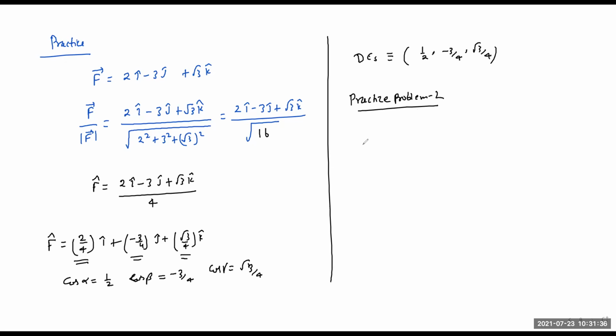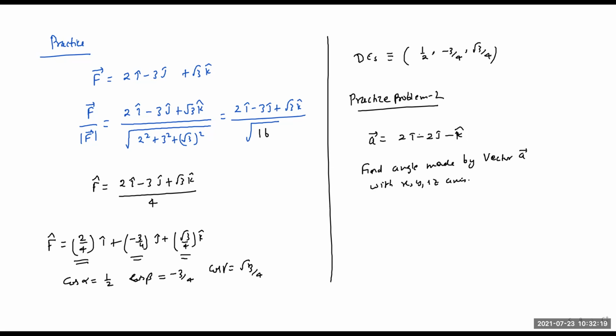So look at this. Maybe I can say A is 2i minus 2j minus k. Find the angles made by vector A with X, Y, and Z. The last question. We'll do the rest in the next class.